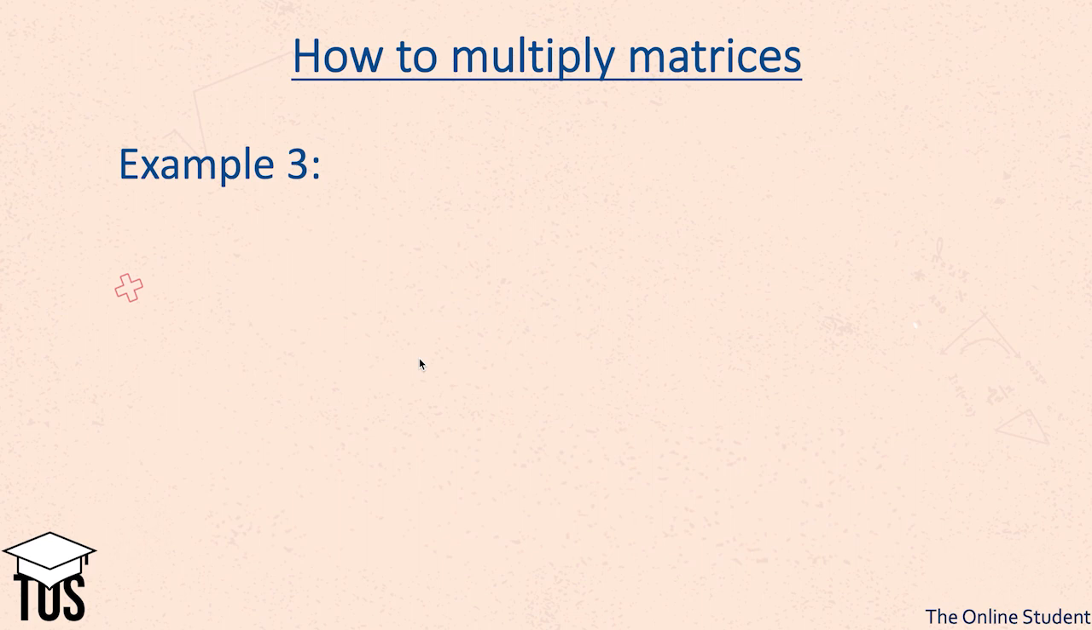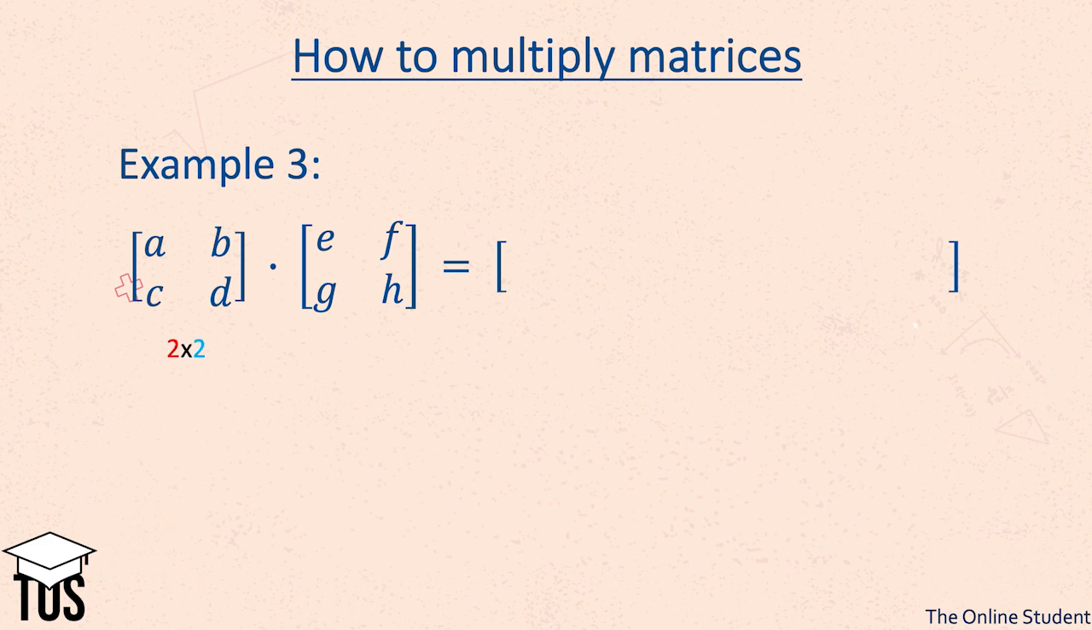Now I have another example ready for you. This time we are going to multiply two matrices, which are both 2 by 2 matrices. So they both have 2 rows and 2 columns. Now we know that we can take the number of rows of the first matrix, which is 2, and the number of columns of the second matrix, which is 2. So the resulting matrix will have 2 rows and 2 columns.